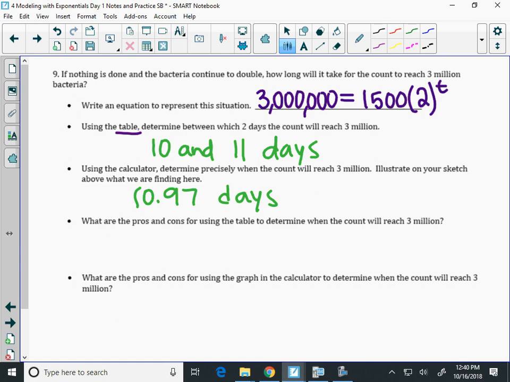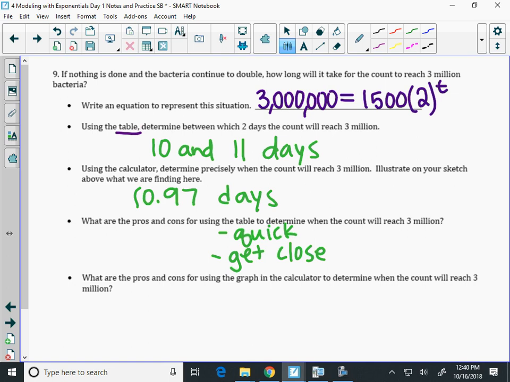So what's the pro for using the table to estimate? You can get close. Do you think which was faster, the table or doing the intersection? Ultimately, the table was a little faster, right? So the table, it's quick. You can get close, but can you get the exact value necessarily from the table? I'd say no, right? Like we could estimate between 10 and 11, but I couldn't get 10.97.